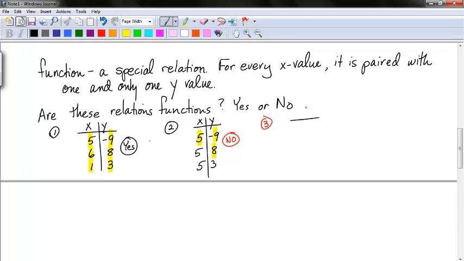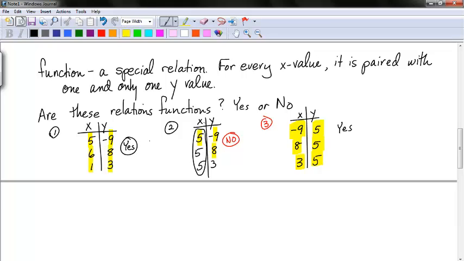Another example. -9, 5, 8, 5, and 3, 5. -9 is mapped to 5. Is that the only thing -9 is mapped to? Yeah. 8 is mapped to 5. That's the only thing it's mapped to. So this one is yes. So basically, if you're looking at it in table form, you can't repeat in that x column.